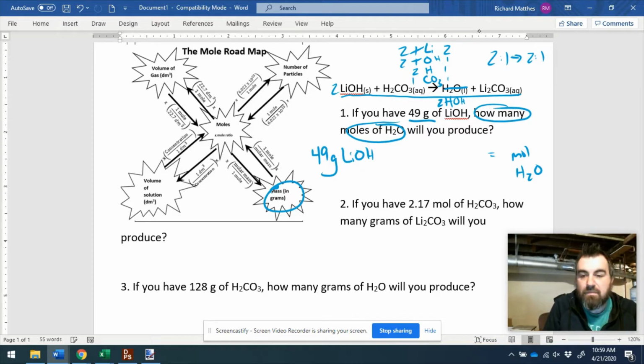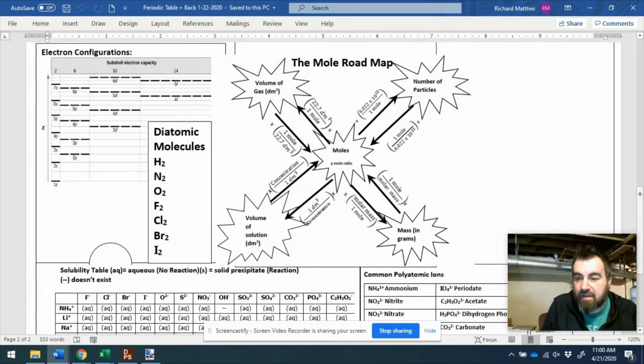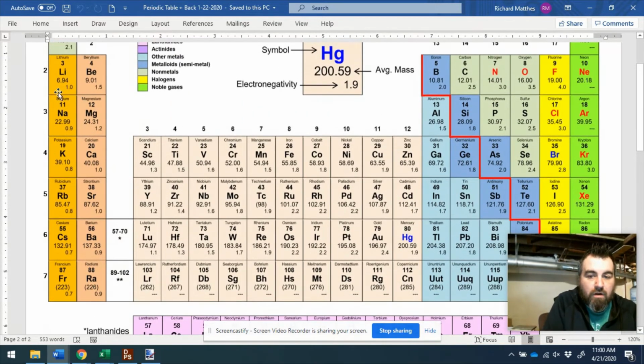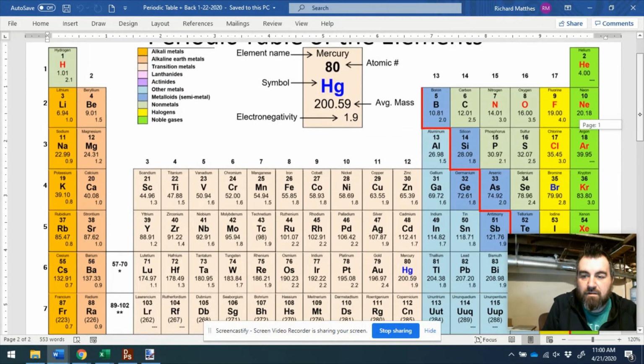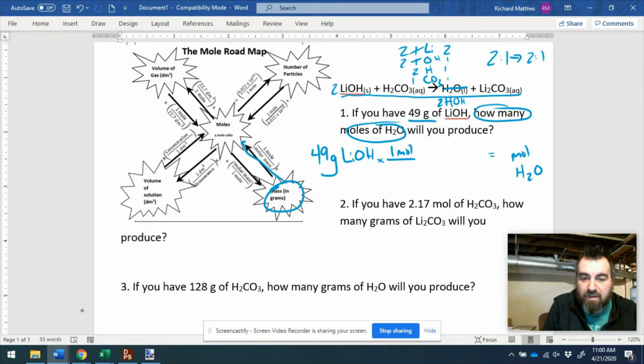Okay. So I'm going from here into here. So I'm following this line. So that tells me I need to say times 1 mole over the molar mass. So I look up the molar mass of LiOH, get my periodic table here. Lithium is 6.94, oxygen is 16, so that's 22.94, hydrogen is 1.01, so that's 23.95. So I get a total of 23.95 is my molar mass.